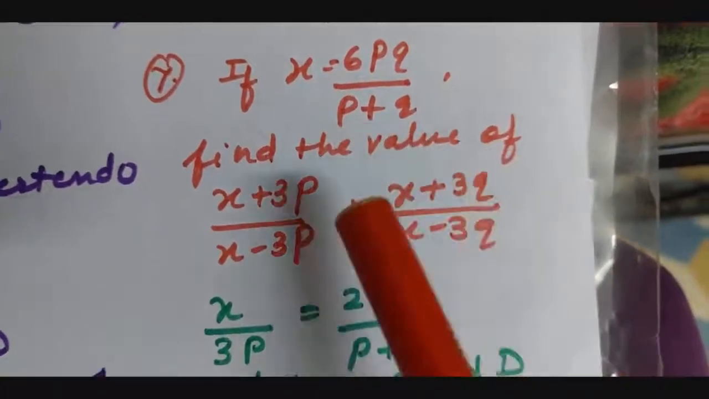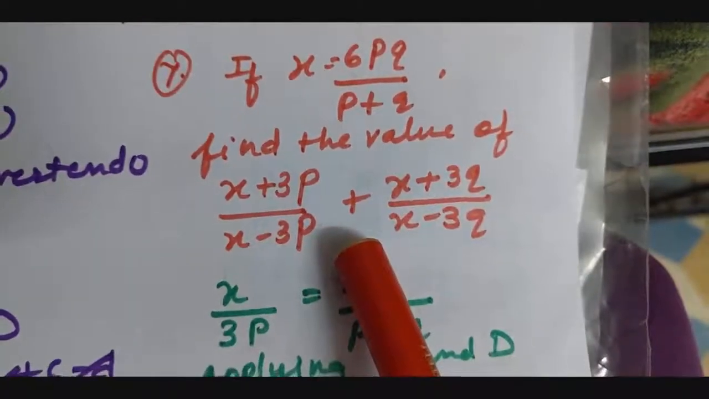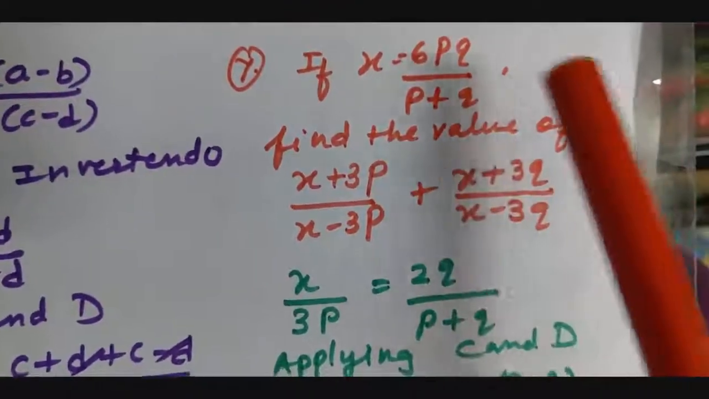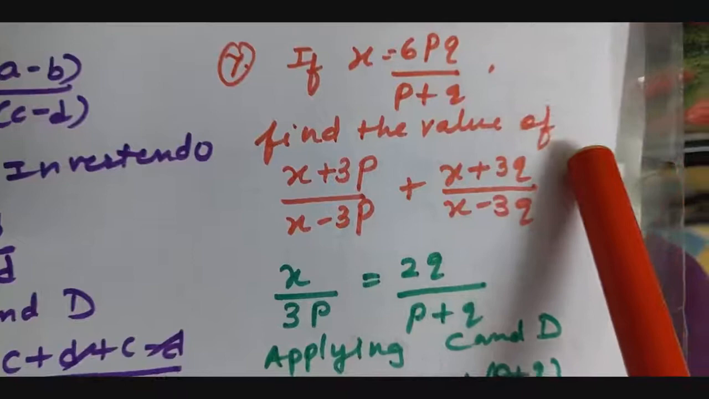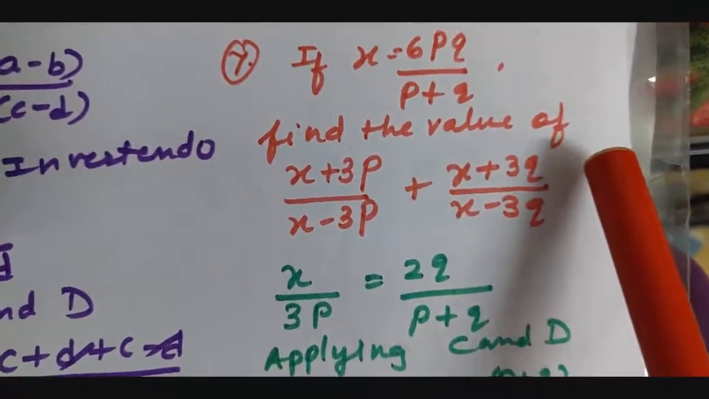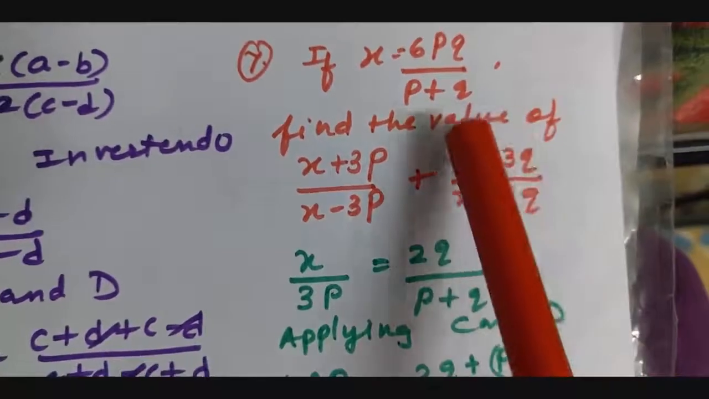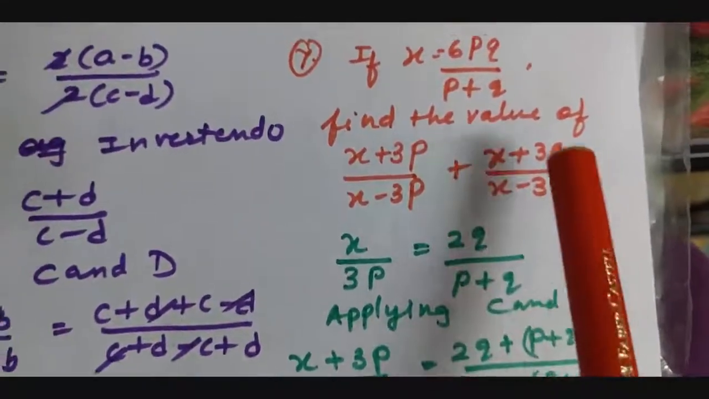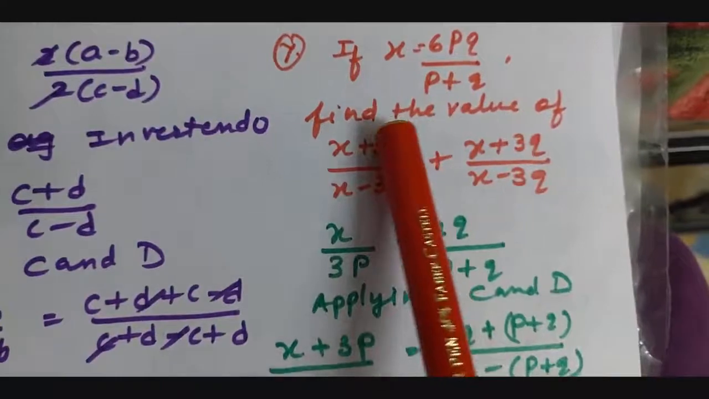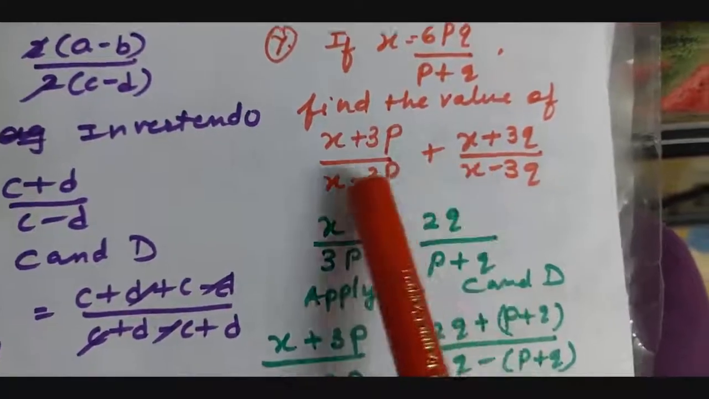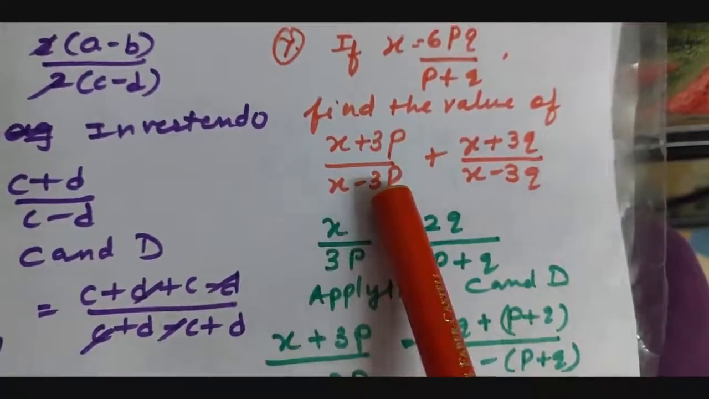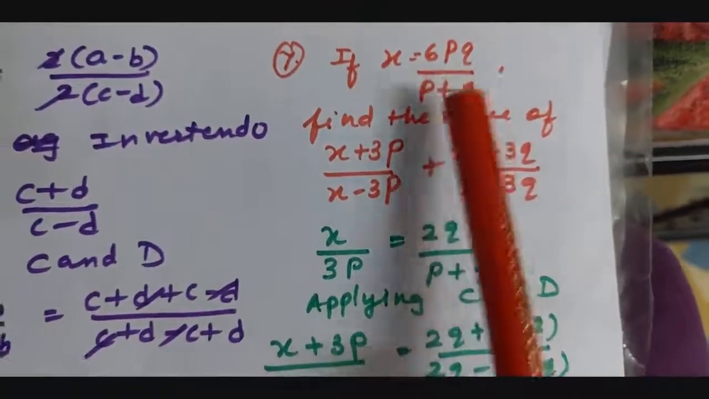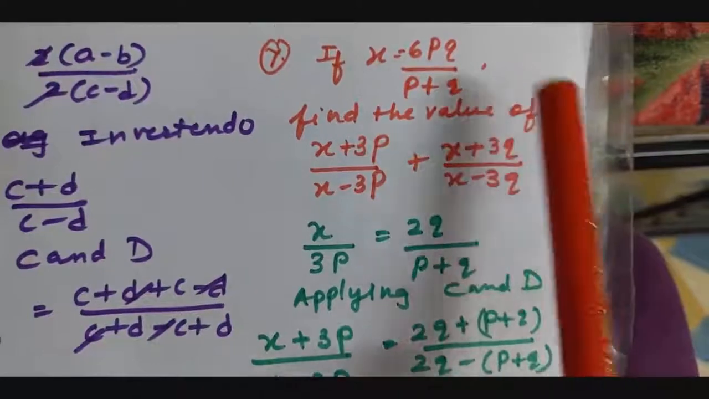Next question, we are given if x is equal to 6pq upon p plus q, find the value. Now student, this is an important question to understand. The 6th question is also the same type. Now you can do the same method in question number 6. So take care while solving and understand properly. Now here you want to find the value of this two. So first my work is to get this ratio and this ratio. But you can see here 3p is separately not given, 3q not given.